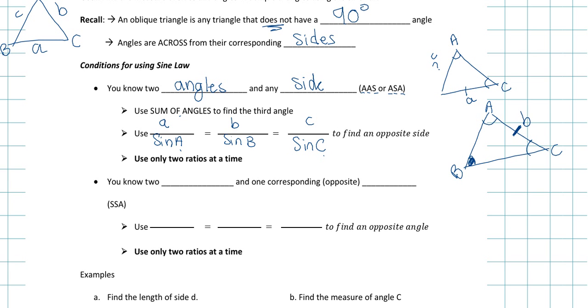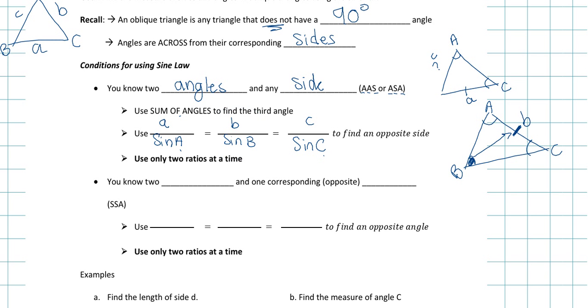I know the opposite side B, so I can use my B ratio. If I'm looking for side A, then I can use the A ratio. If I'm looking for side C, then I can use the C ratio, along with the B. So you always pick two ratios to use in the sine law. When we look at examples, it will make a little more sense to you guys.